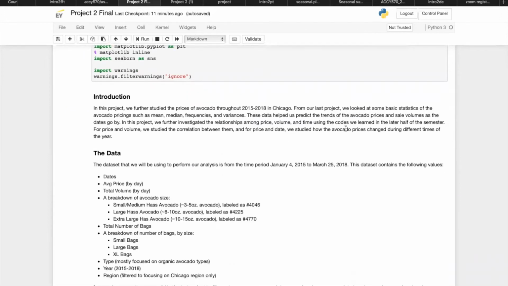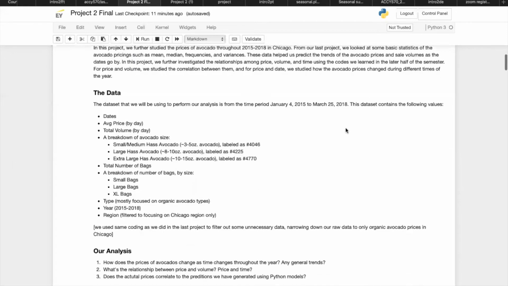Okay, so let me first do an introduction of our second project. In our first project, we did a study of avocado prices throughout 2015 to 2018 in Chicago, and we looked at some basic stats such as mean, median, frequencies, and variances. In our second project, we'll be focusing more on studying the relationships between variables such as prices, volume, sales volume, and the time.